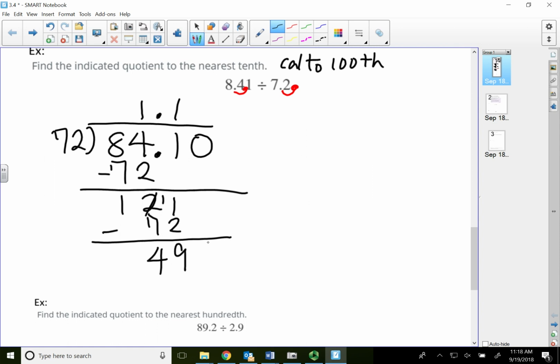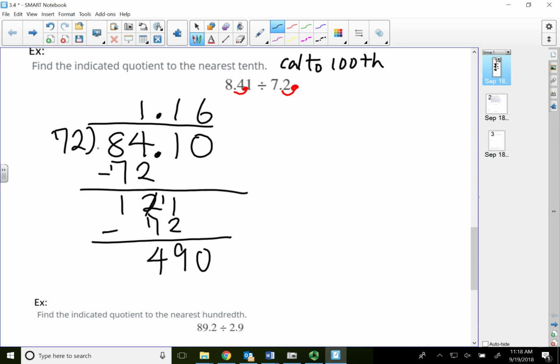Now I can bring down the 0, because earlier I brought down the 1, remember? So now 72 will go into 490. Normally it's about 7 times, but if I put a 7 right here, 7 times 2 is 14. That will make me carry one extra place. So 7 is too big. That means I will use 6. Okay, and I can stop here.